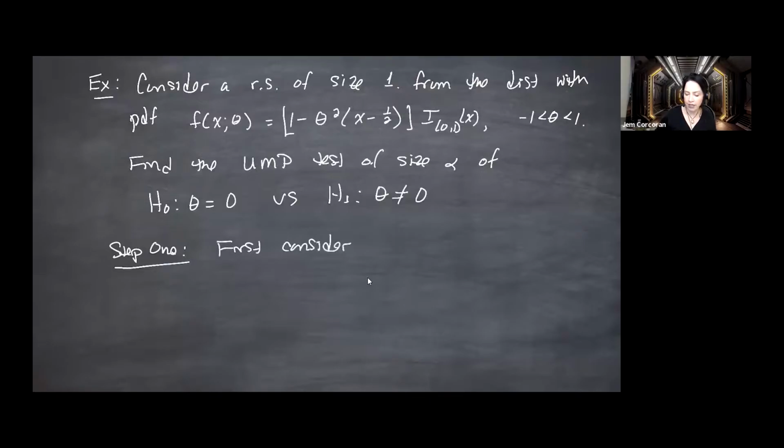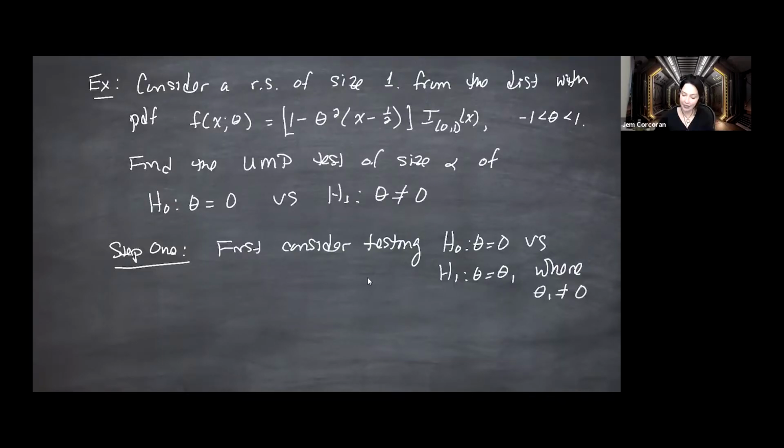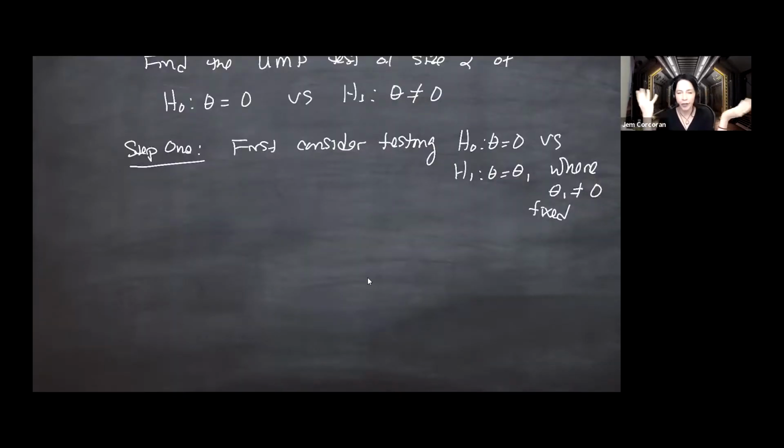So let's consider testing theta equals 0 versus the alternative that theta is some theta 1, where theta 1 is just a fixed value that's not equal to 0. So this guy is fixed and not equal to 0. And so I'm going to apply Neyman Pearson. Okay, so let's form the likelihood ratio. It's usually not referred to as a likelihood ratio for the UMP test, but it is a ratio of likelihoods.